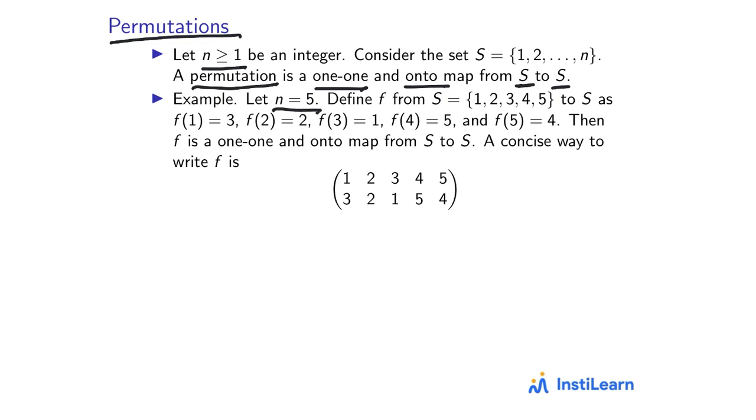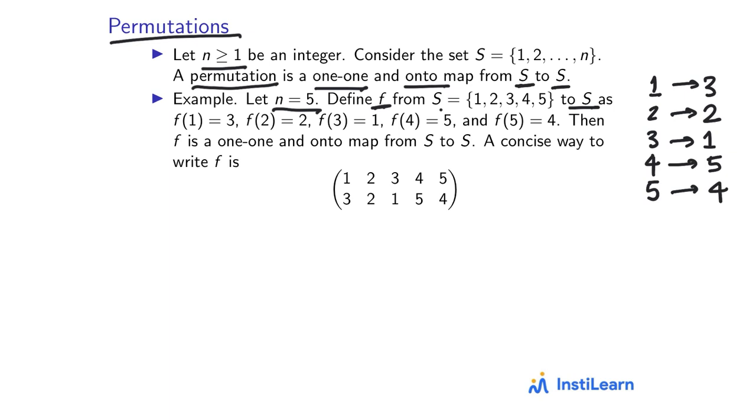So we have fixed n equal to 5 and I am defining this function f from S, which is {1, 2, 3, 4, 5}, to S itself. My numbers are 1, 2, 3, 4 and 5. I'm sending 1 to 3 under the map f, 2 to 2, 3 to 1, 4 to 5 and 5 to 4. So this is my function and you can see that it is one-one and onto. It covers all the numbers 1 till 5 in the range.